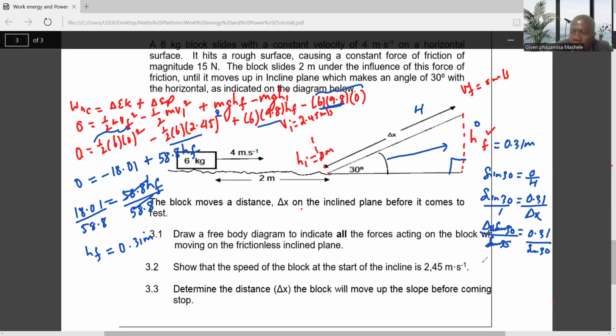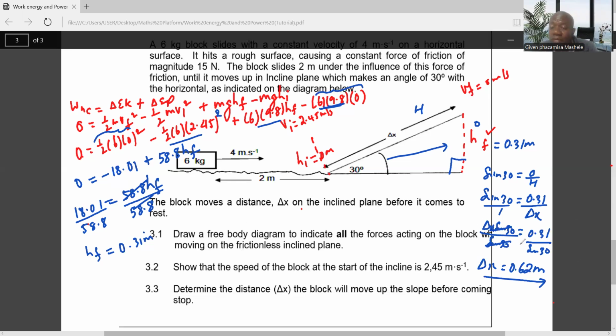Okay, so it means that delta x now will be 0.62, if I'm not mistaken. 0.31 divided by sine 30 is just 0.5. So this will be 0.62 meter. So it's 0.62 meters.